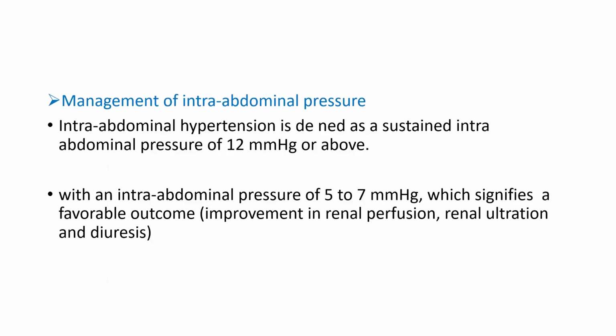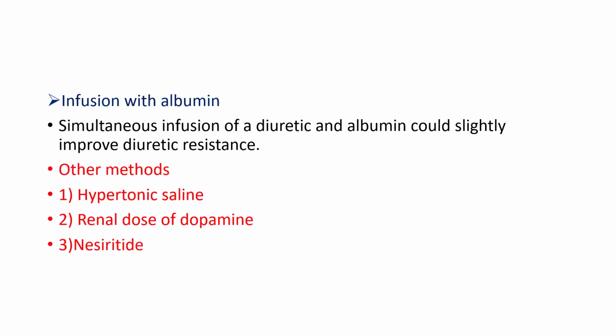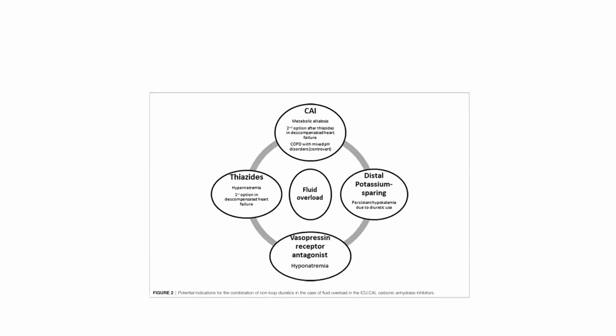Then the next measure is the management of intra-abdominal pressure. If we manage to maintain the intra-abdominal pressure between 5 to 7, it has a favorable outcome in improving diuretic resistance. Then the next is infusion with albumin. The simultaneous infusion of diuretic and albumin would slightly improve the diuretic resistance. And the other measures are use of hypotonic saline, renal dose of dopamine, and dialysis if necessary.